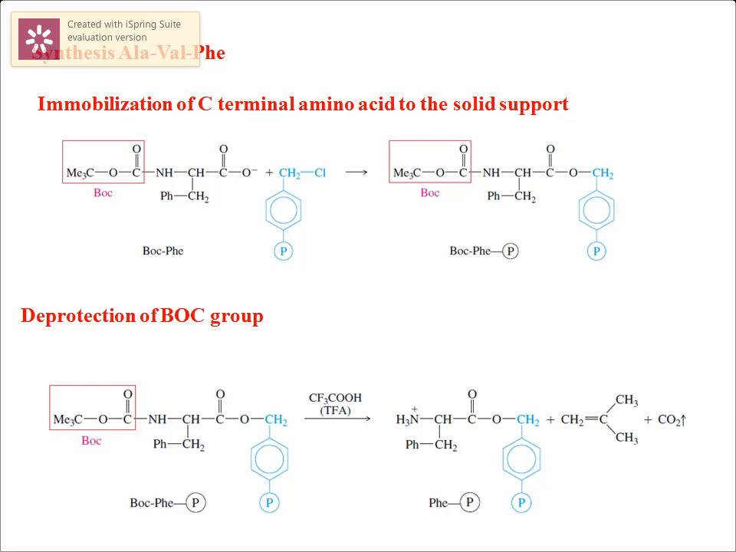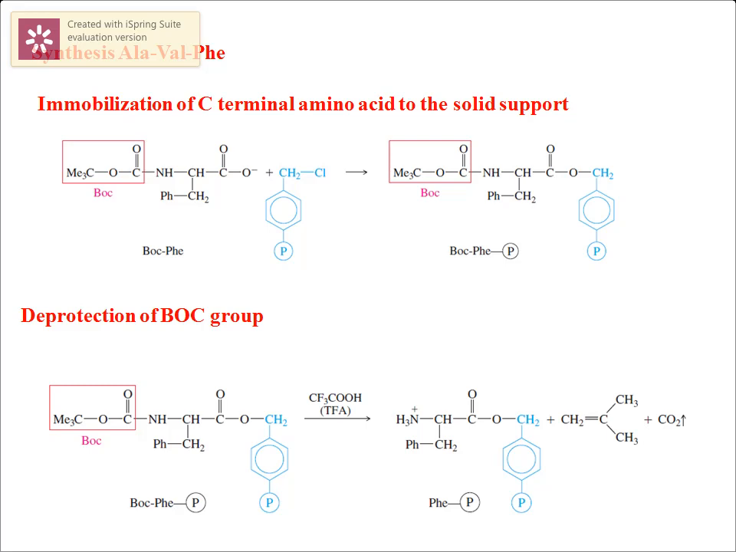We can consider the synthesis of a tripeptide: alanine, valine, phenylalanine. The free NH2 group is on the alanine, and the free COOH group is on phenylalanine. We have seen the solution phase peptide synthesis of this tripeptide. It contained first coupling of alanine and valine, then purification, then deprotection, again the next coupling, purification. So it was a quite complicated procedure using solution phase peptide synthesis.